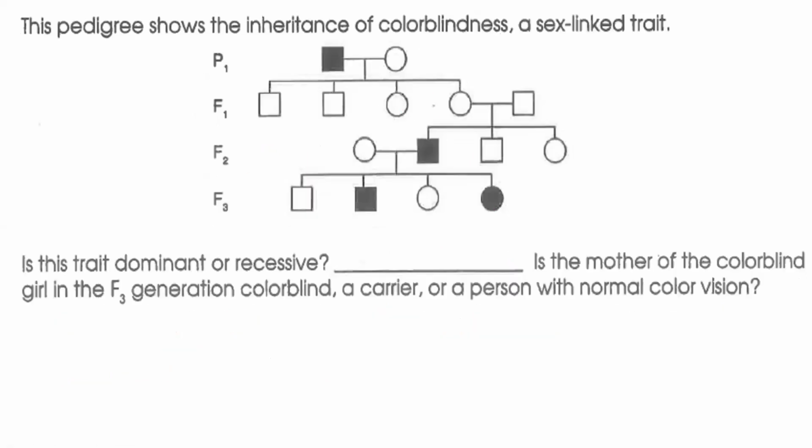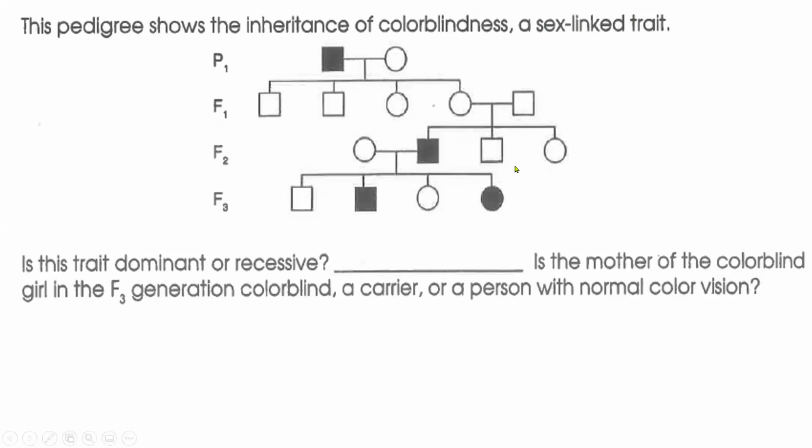This one's talking about color blindness and flat out tells you it's sex linked. So then you're going to remember to use your sex linked genotypes. So 2 X's for females, X and Y for males. So that's where you're going to start. You're going to see more males are affected than females.